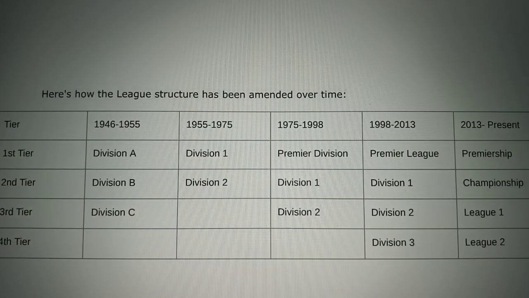As you can see again, after the war to the mid-50s, they had 3 divisions, A, B and C. 55 to 75, just the 2, Division 1, Division 2. Then in 1975, the top teams in the Scottish First Division decided they wanted to go it alone, and the Premier League was established with Division 1, Division 2. Between 1998 and 2013, again, there were 4 divisions: the Premier League, Division 1, Division 2 and Division 3. And then when it was rebranded in 2013, you had the Premiership, the Championship, League 1 and League 2.